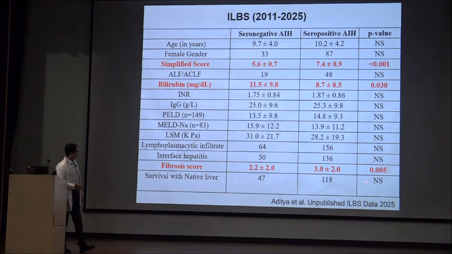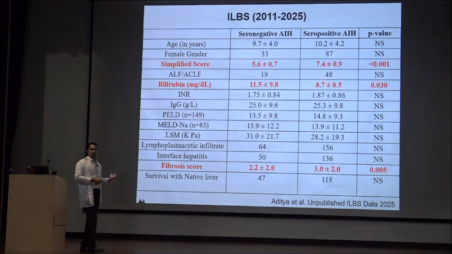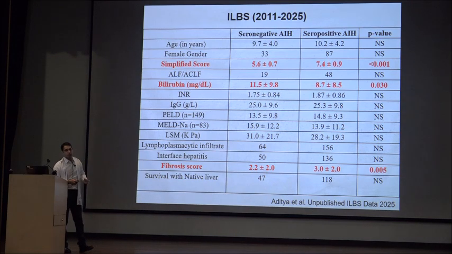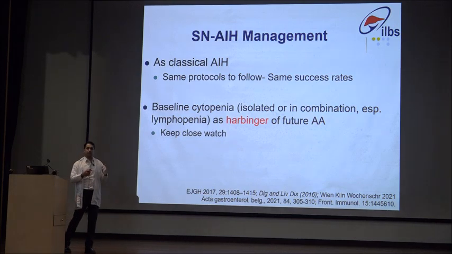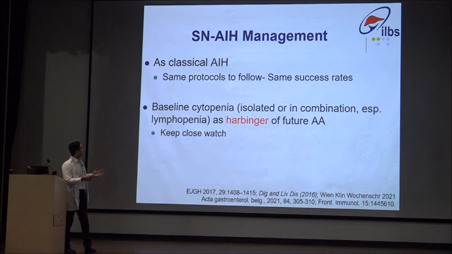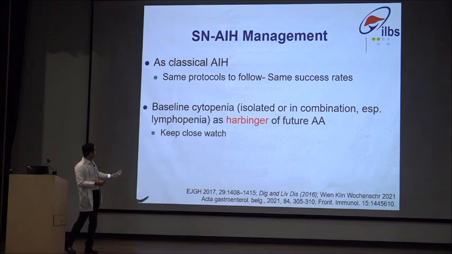And in our series also, Aditya is going to submit this soon. We have shown that barring higher bilirubin levels and a lower fibrosis score, the response to treatment and the overall survival between seronegative and seropositive autoimmune hepatitis remained the same. So how do you manage? As we have shown that the response to immunosuppression therapy is not different, you can follow the same protocols.